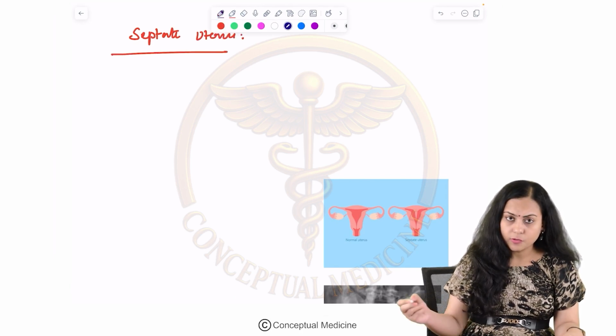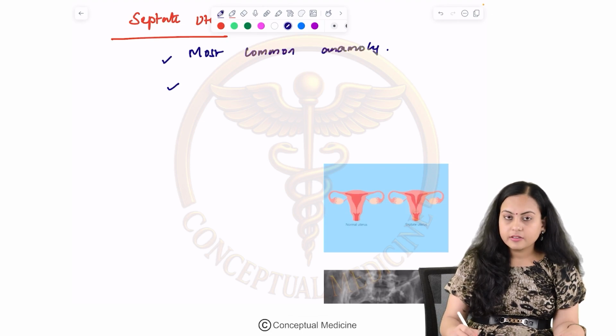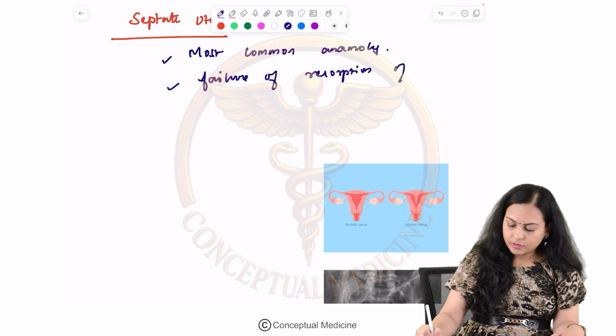So, this is one of the most common anomaly. Here, there is a failure of resorption of the medial part of the fused Mullerian ducts. Okay.